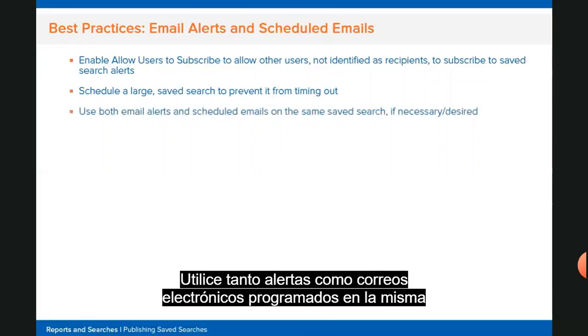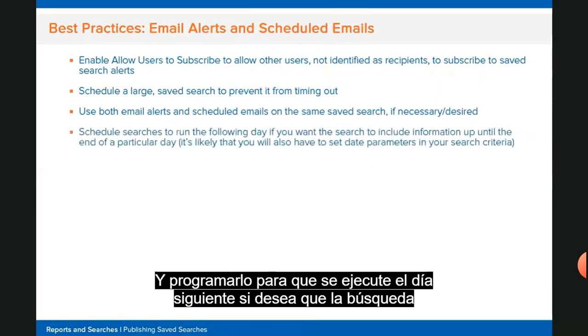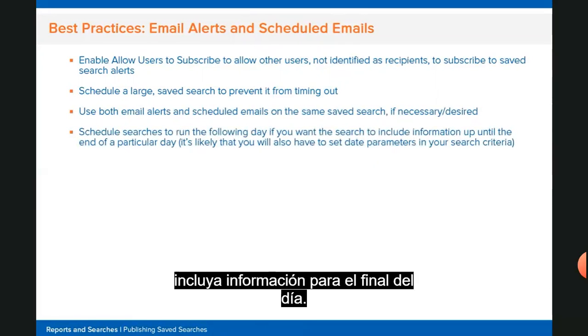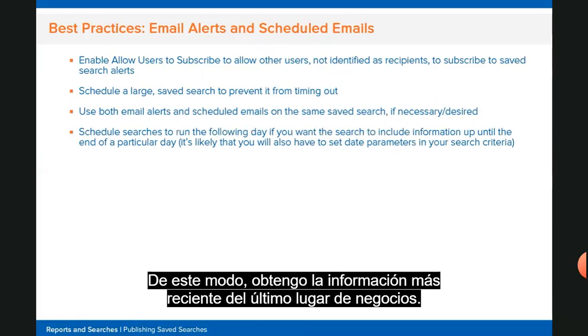Use both alerts and scheduled emails on the same search if necessary. And schedule to run the following day if you want the search to include information for the end of the day. A lot of stuff that I run is 12:01 a.m. So whatever the latest time zone is. And that way I get the latest information from the last place of business.